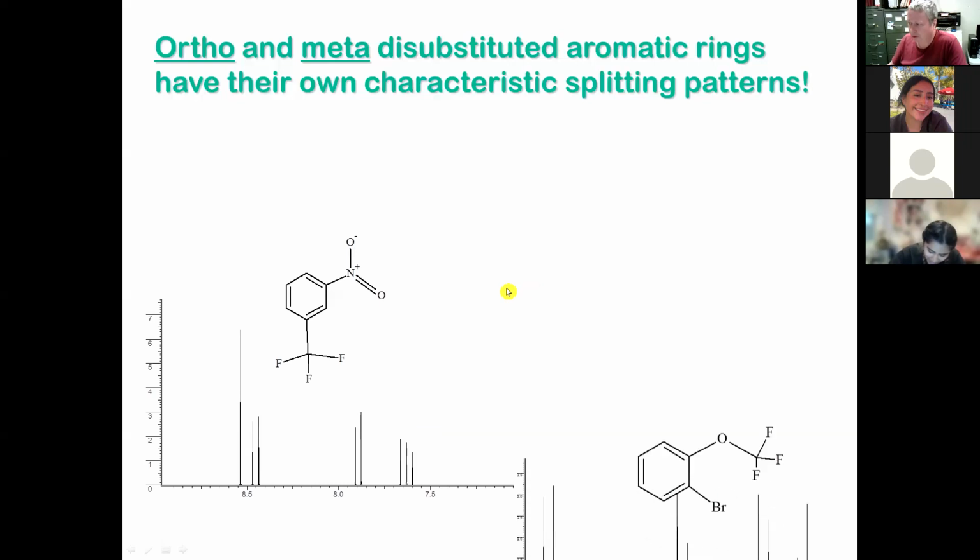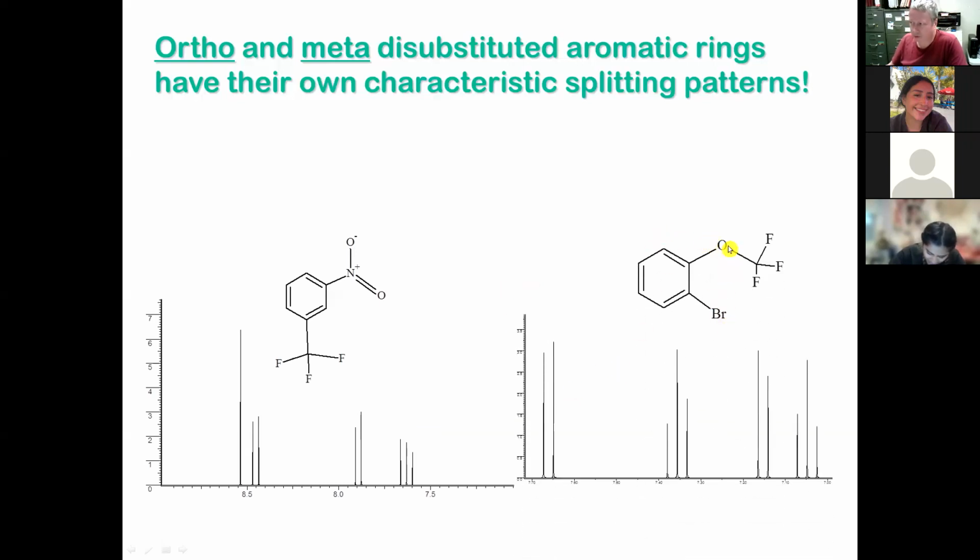Okay, and what about ortho? This is bromo-trifluoromethoxybenzene. Well, what are the signals you're going to see for an ortho? Well, of course, I have two doublets because they only have one neighbor, and two triplets, right? Two triplets, two doublets, two triplets.